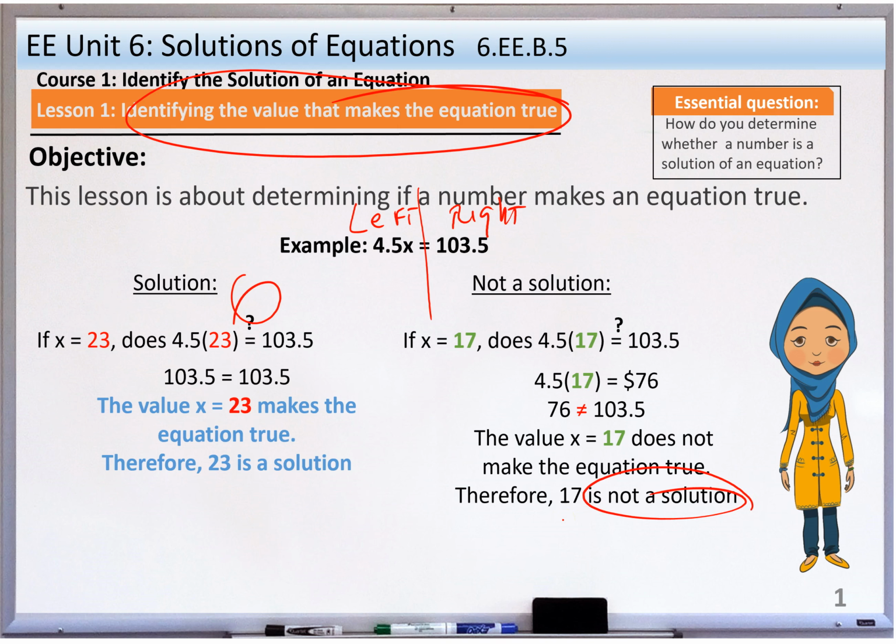All right, so anytime someone asks you to find a solution to an equation, what they're basically asking you for is what number, or what value for the variable, will make the equation true, or in other words, will make the left side equivalent to the right side. All right, so let's go ahead and get started.